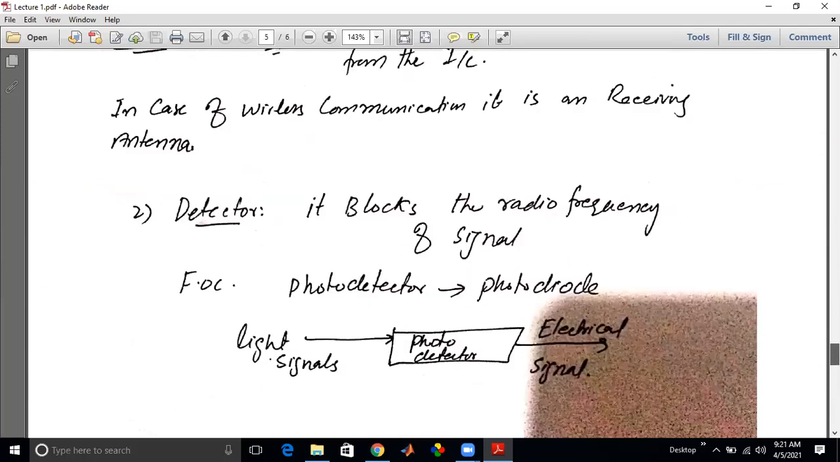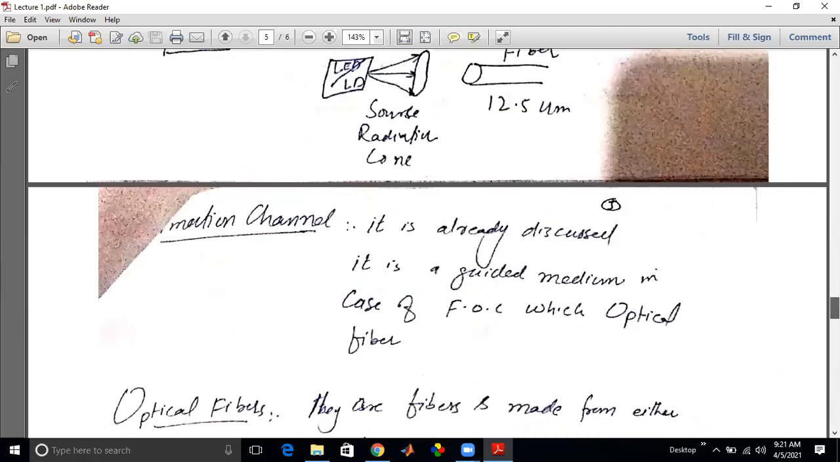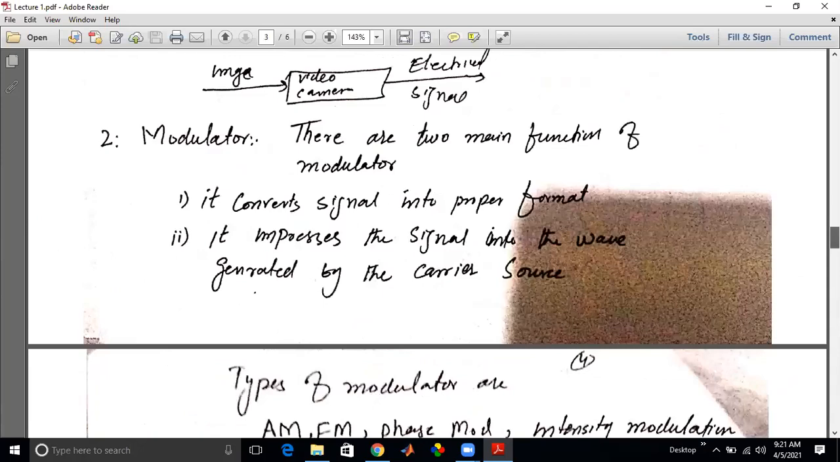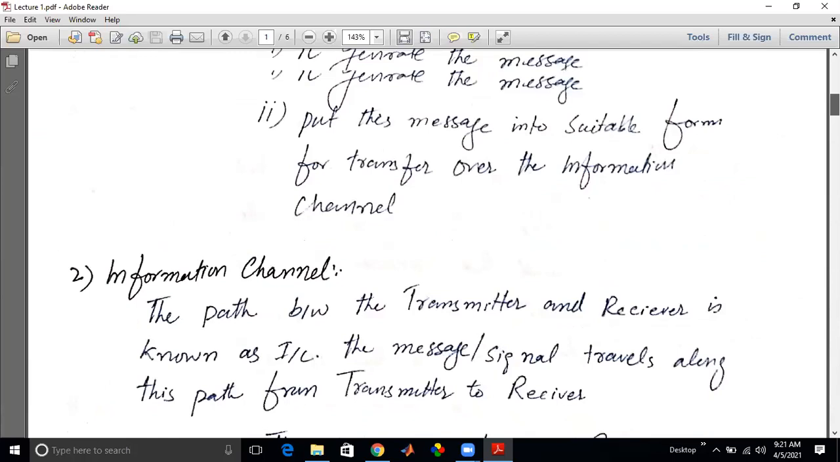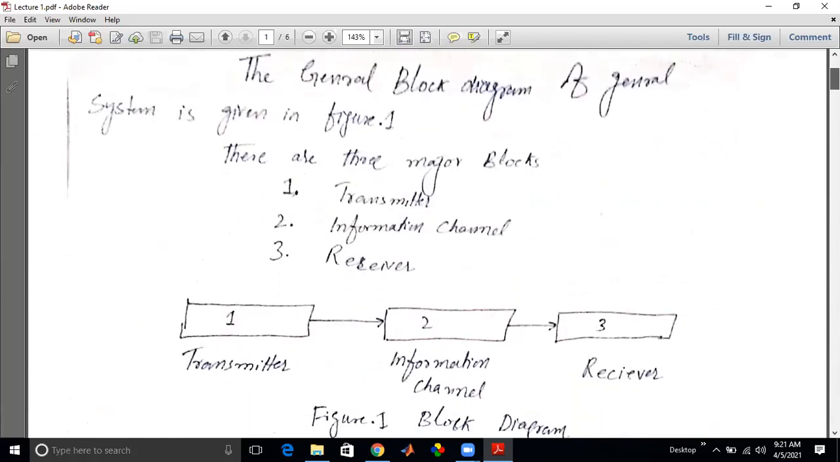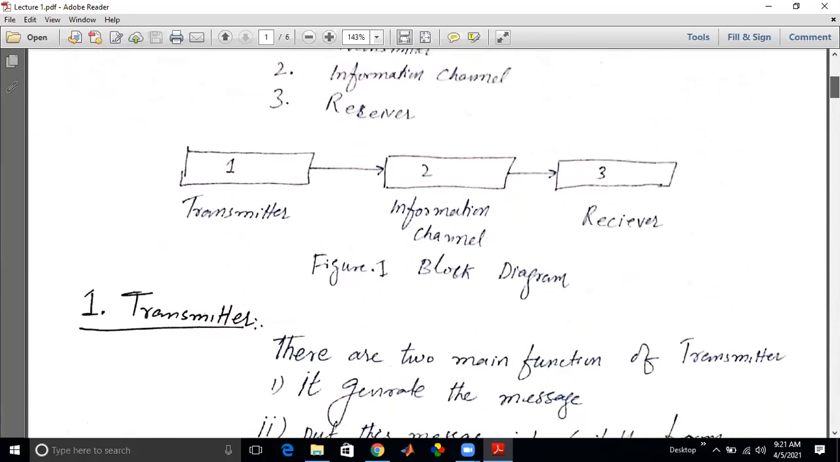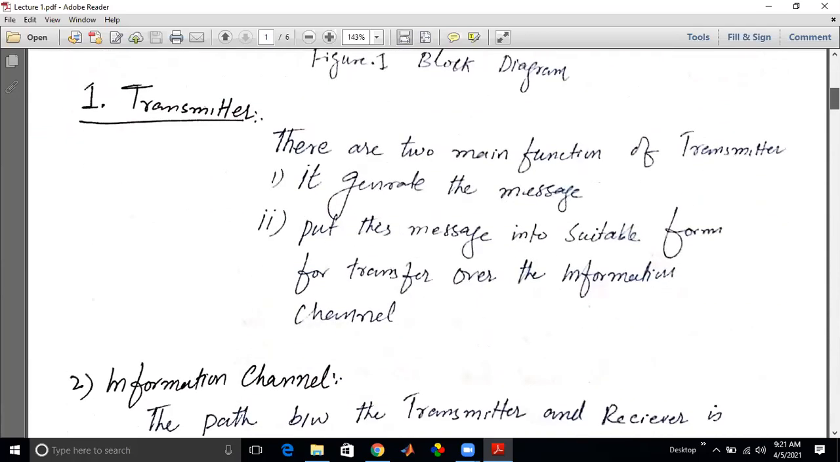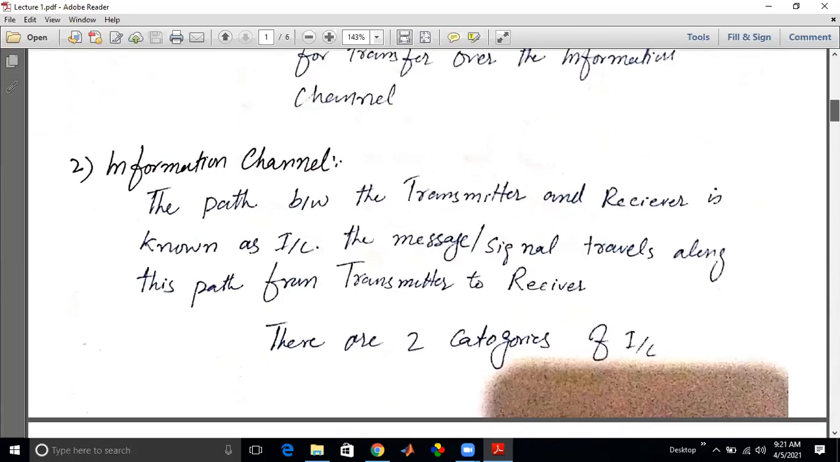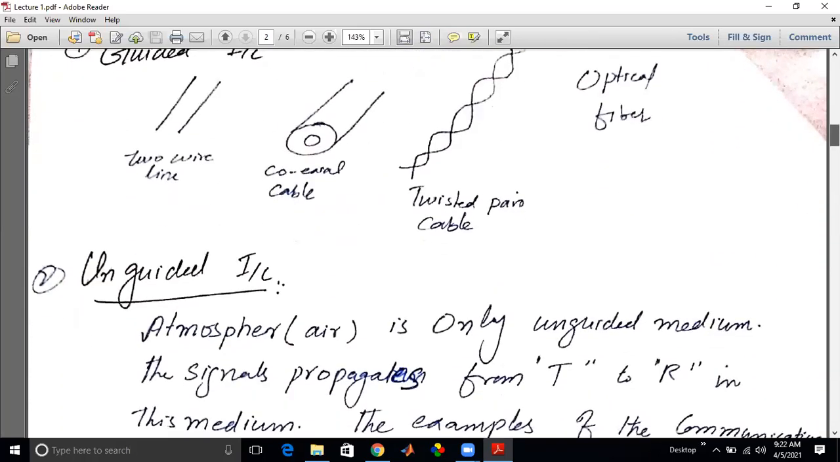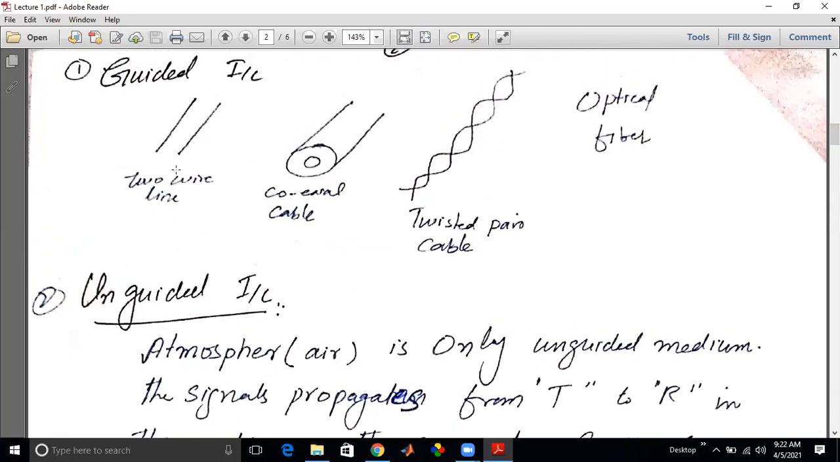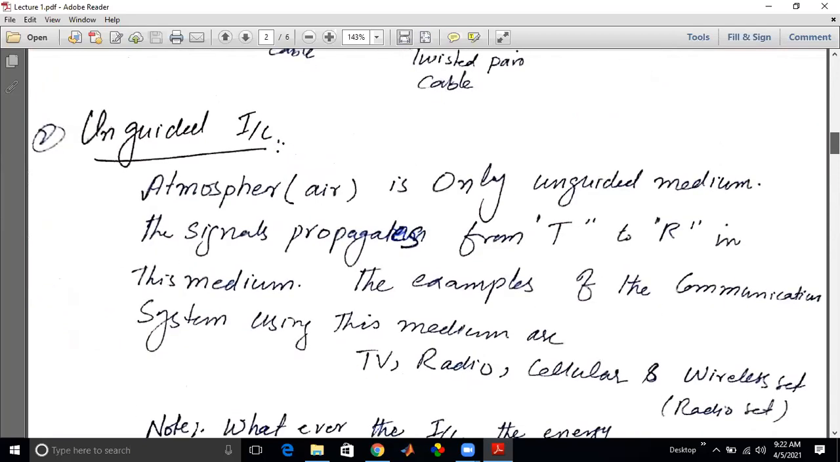So this is the general communication system block diagram, and here we studied that there are three major blocks: transmitter, information channel, and receiver. The function of the transmitter is to generate a message and put it in a form that easily passes through the medium. And what is the medium? The path between the receiver and transmitter. It can be guided or unguided. Guided means two-wire, coaxial, twisted pair and optical fiber, and unguided is only air.